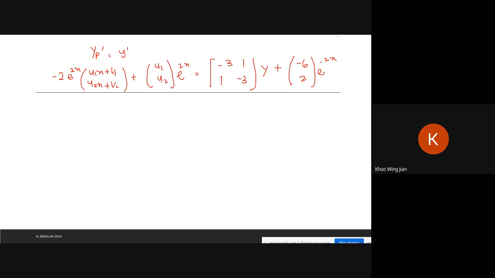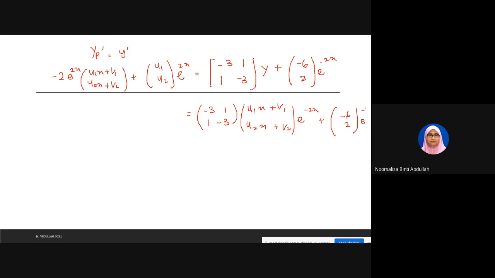Doktor, yang y tu bukan mau substitute dengan YP tu? Ya, nanti kita akan masukkan. So this y, we substitute with the YP. So sini dia akan jadi minus 3, 1, 1, minus 3, times berapa? u1x plus v1, u2x plus v2, exponent minus 2x plus minus 6, 2, exponent minus 2x.